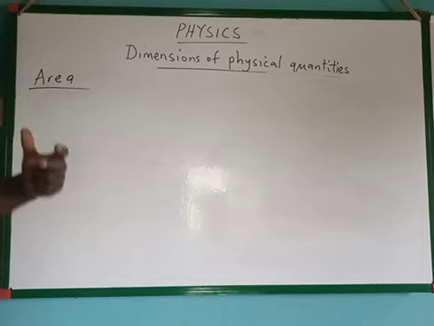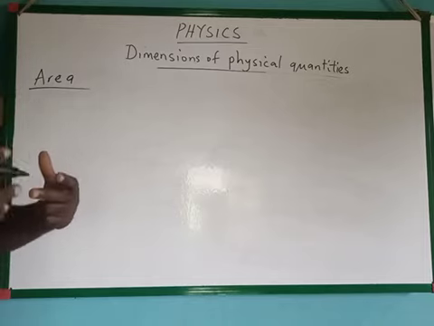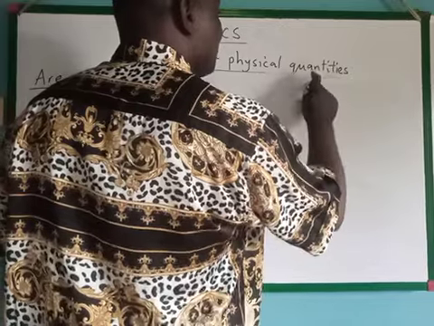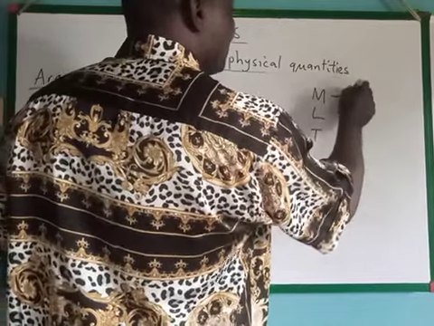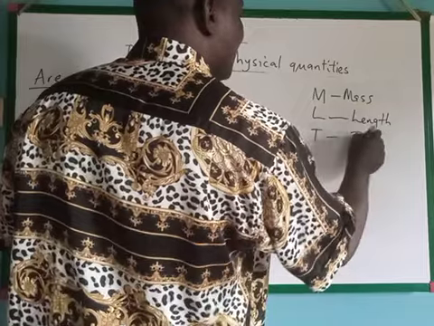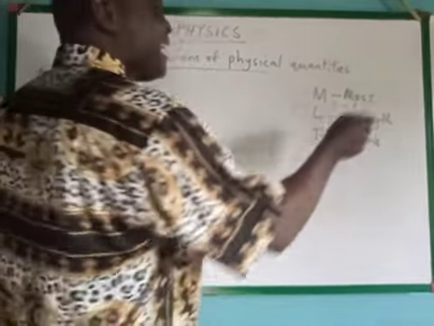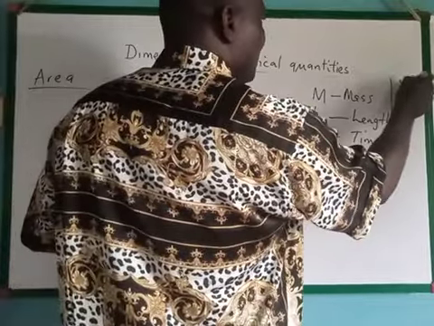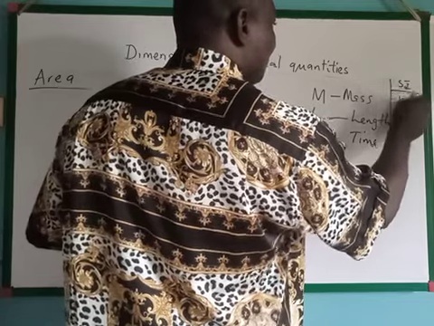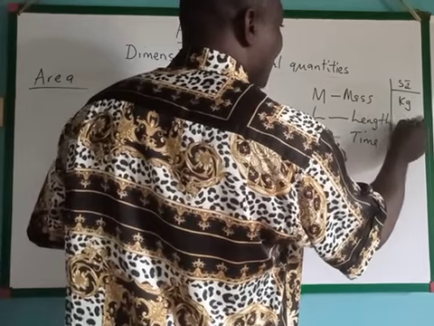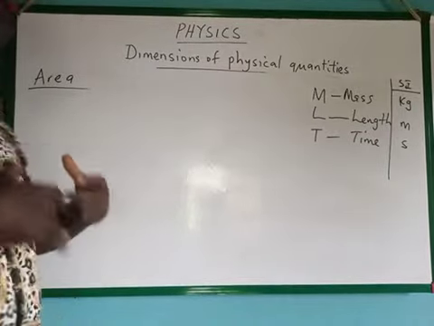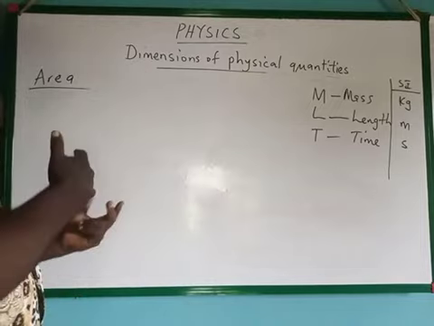Then, if you recall, we have been using MLT. M is for mass, L is for length, T is for time. Remember, they have their SI units. The SI unit for mass is kilogram, the SI unit for length is meters, and the SI unit for time is seconds. We established that in our previous videos. So we're also going to bring that into this.